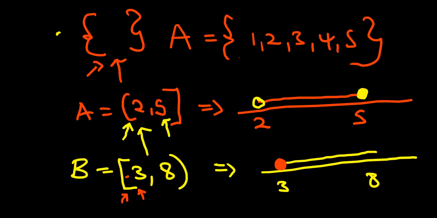Then you come here, you ask yourself, is this 8 included? No, because we have a curved bracket there. So we are going to put an open circle like that, and then you're going to say, this is my set B, that is my set A. So that's the meaning of these brackets, and that's how we can represent them on the number line. Any questions about the representation of these intervals on the number line before we proceed? Any question?